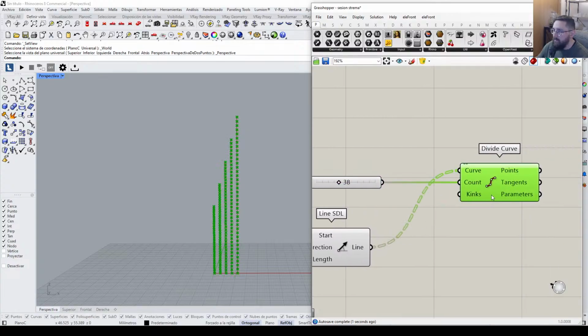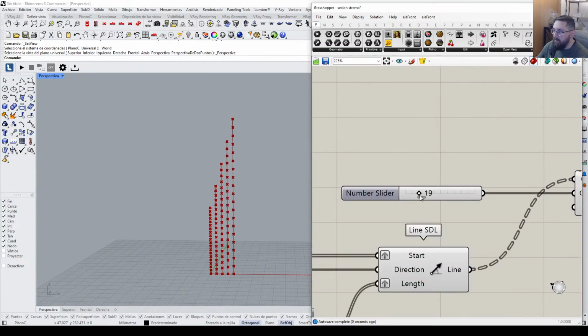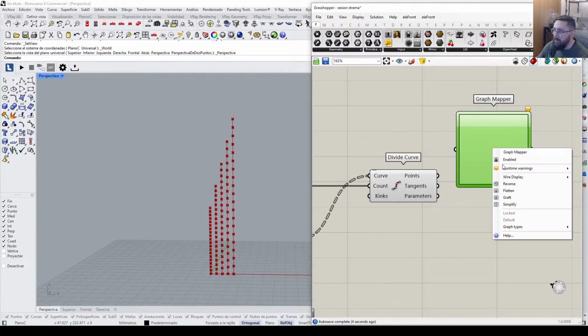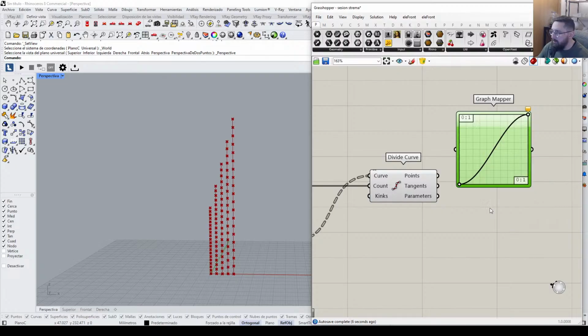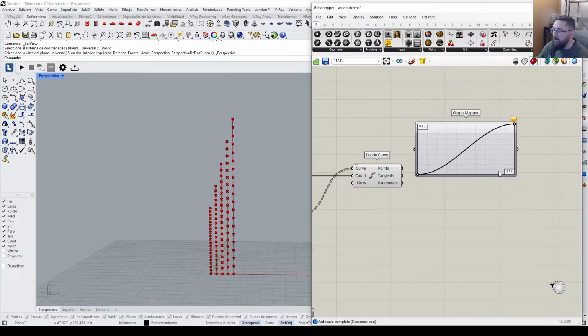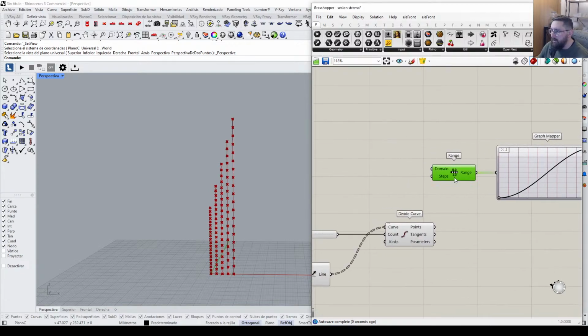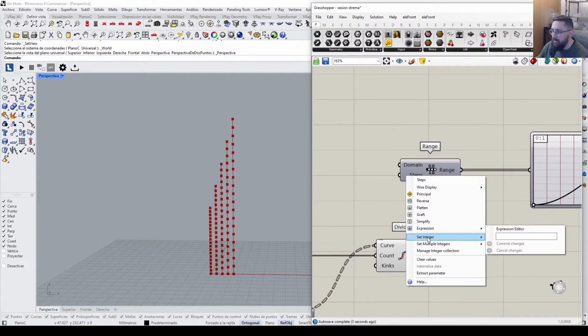Man, I hope this works. Okay, graph mapper. I'm going to use a simple sine. I love a good sine. Lord, give me a sign. Range. Okay, that's cool. Steps needs to be here, x-1.